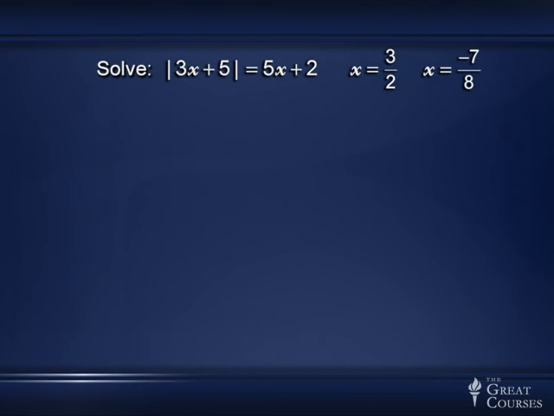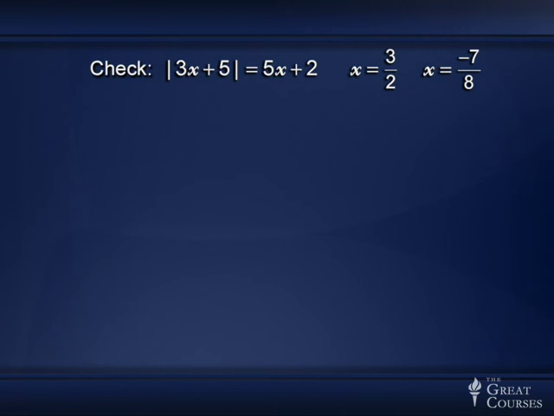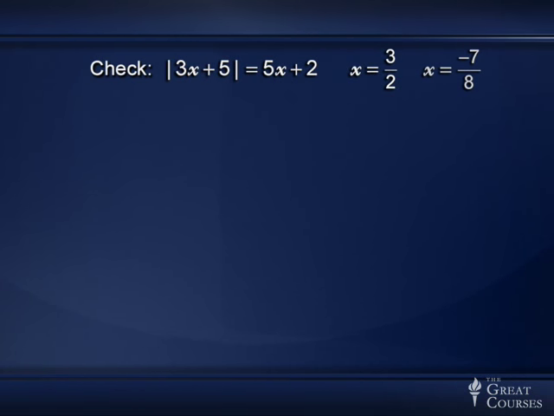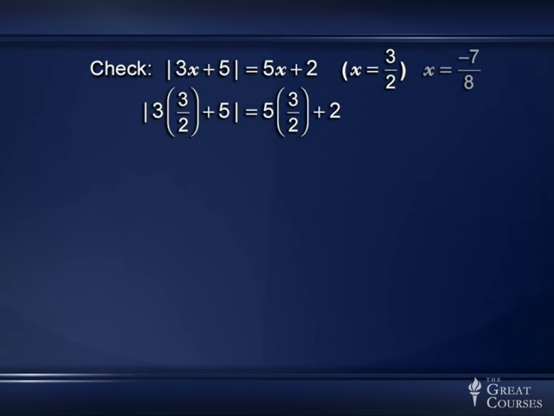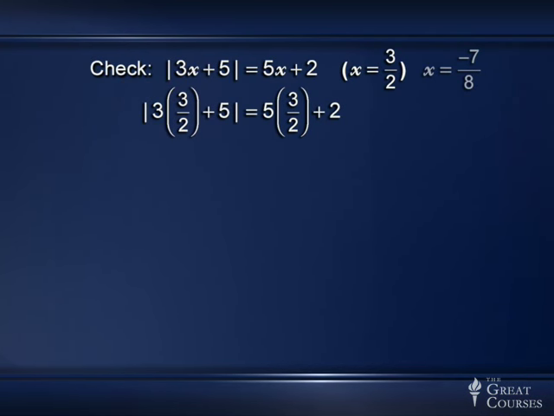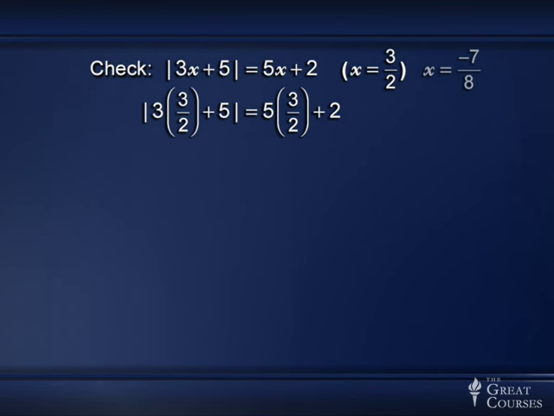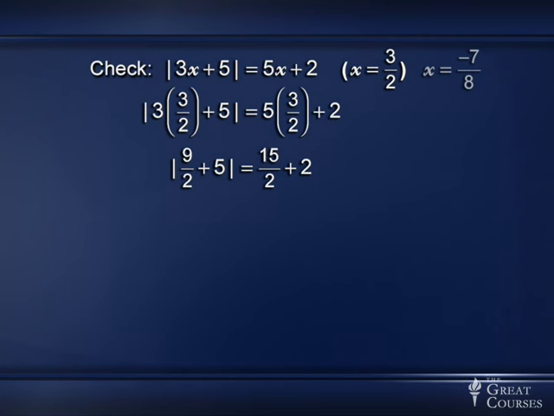So now I have two numbers that are potential solutions. I've got to plug them in to see if they really are solutions. So I plug them back into the original equation. The first one is absolute value of 3 times 3 halves plus 5 equals 5 times 3 halves plus 2. Well, what's that going to give me? Well, the left-hand side is absolute value of 9 halves plus 5, and that equals 15 halves plus 2.